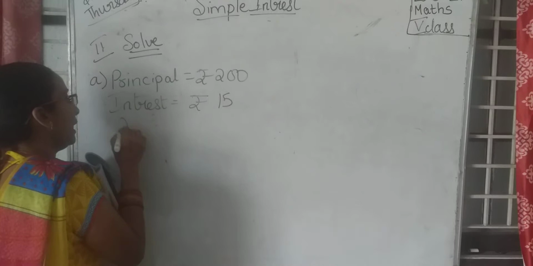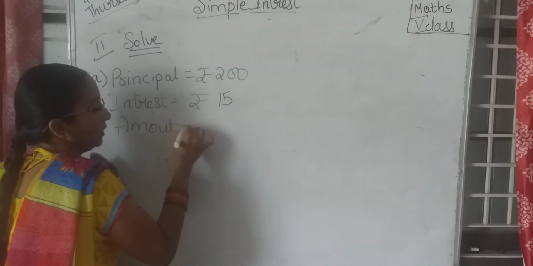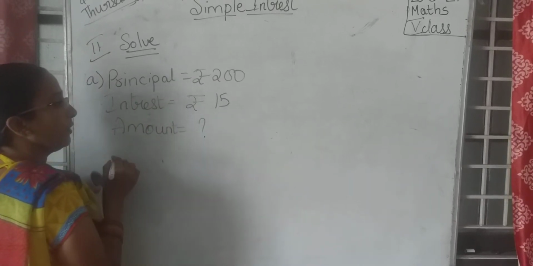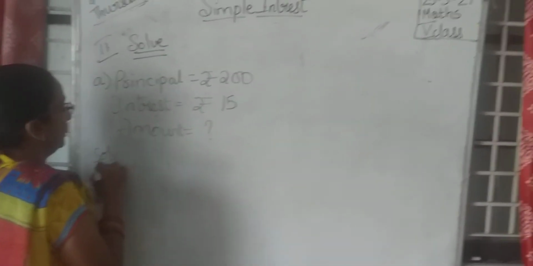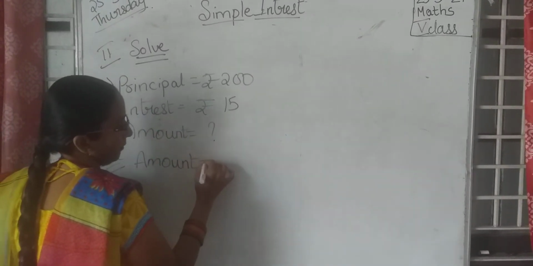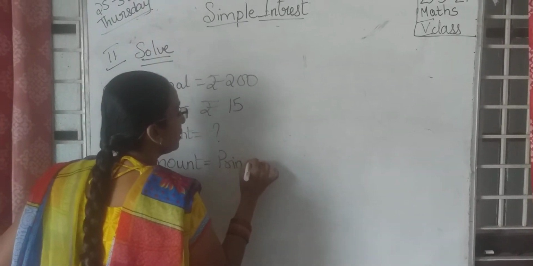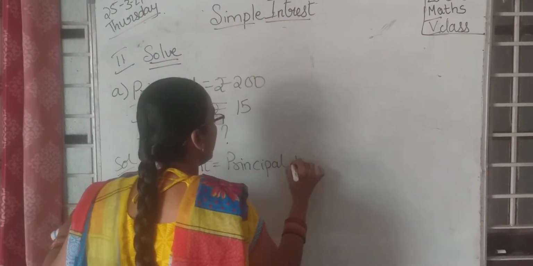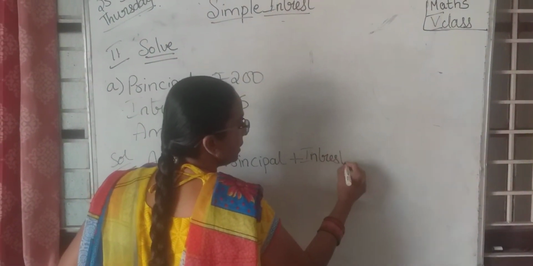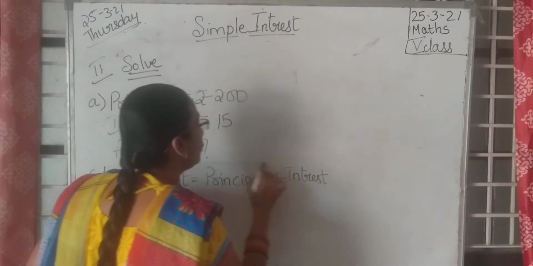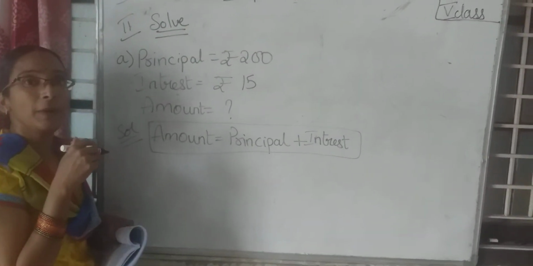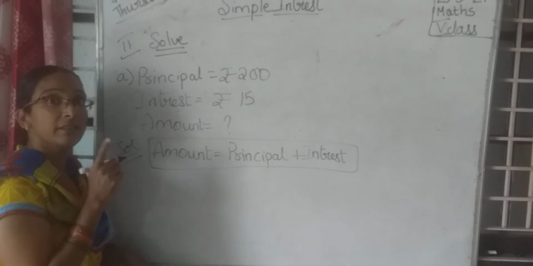They are asking you to find the amount. Amount is equal to how much? Just now we wrote in the blanks, no? Solution: Amount is equal to principal plus interest. You are going to draw a box around this formula with a pencil. This is a formula you have to remember. Underline it with the pencil.